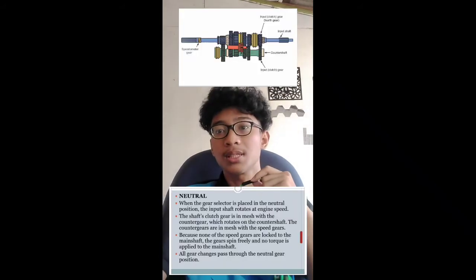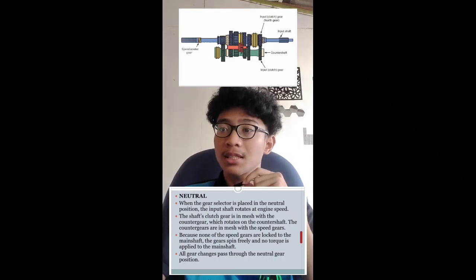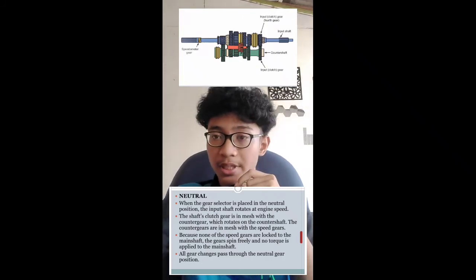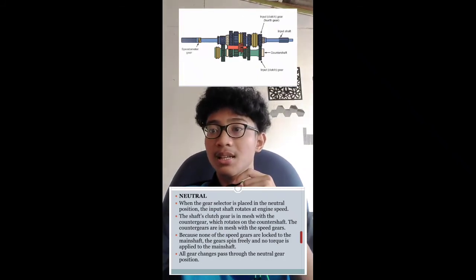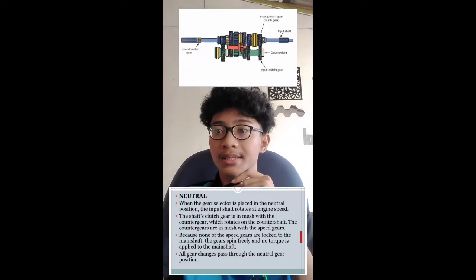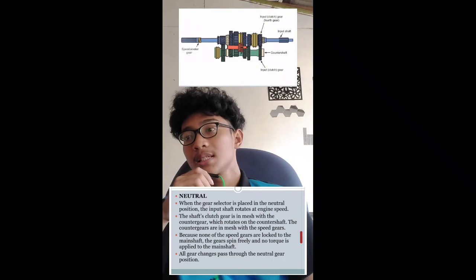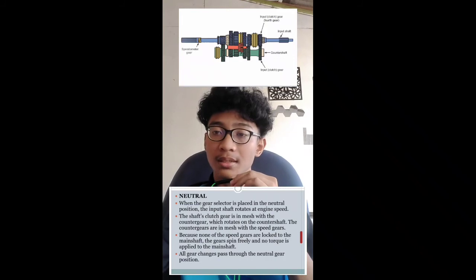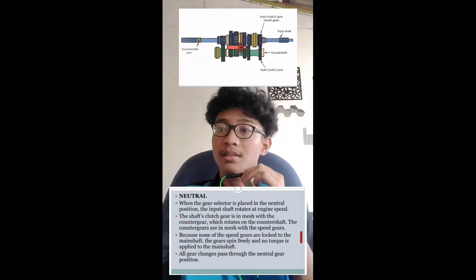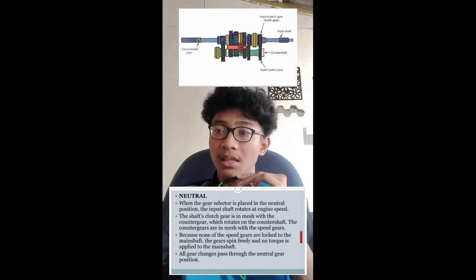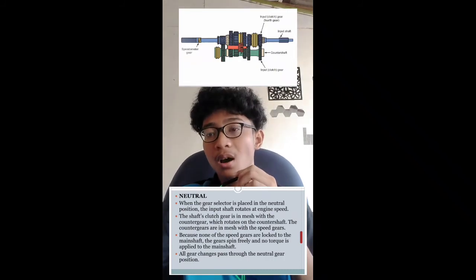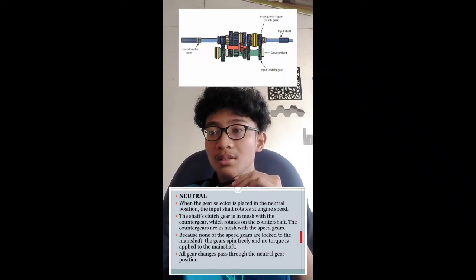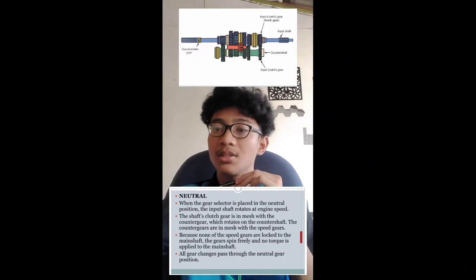Okay, we go to the first one, neutral. When the gear selector is placed in the neutral position, the input shaft rotates at engine speed. The shaft's clutch gear is in mesh with the counter gear, which rotates on the counter shaft. The counter gears are in mesh with the speed gears. Because none of the speed gears are locked to the main shaft, the gears spin freely and no torque is applied to the main shaft. All gear changes pass through the neutral gear position.